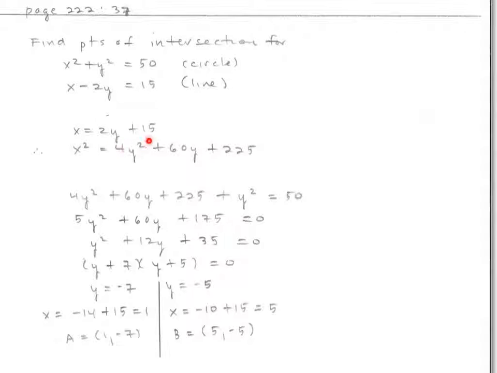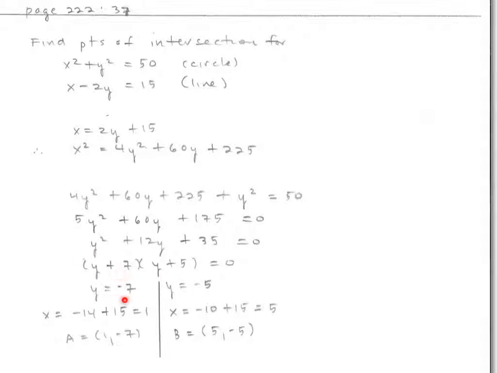So I FOILed 2y plus 15 times 2y plus 15 and got 4y squared plus 60y plus 225. I put that in place of x squared over here. So 4y squared plus 60y plus 225 plus the y squared from here equals 50. Then I combined like terms and got 5y squared plus 60y plus 175 equals 0. And then I divided through by 5 and got this simple quadratic equation, which I factored.